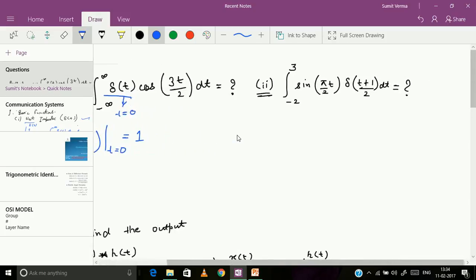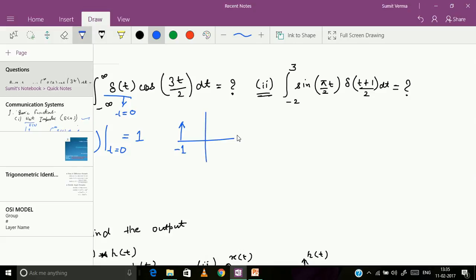Then let's see the second question. The second question is a similar type of question, but what you find here is I have given t plus 1 by 2. As you know, the del t is defined at t is equal to 0 only, but because t has now been replaced with t plus 1, this should be shifted to minus 1. So now your impulse function has come here. The impulse function which we have now, del t plus 1, would be defined at the minus 1 value only.